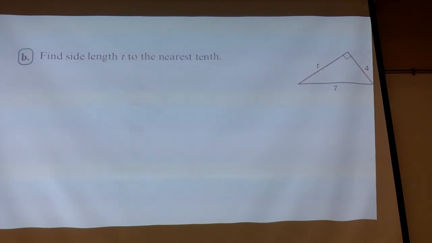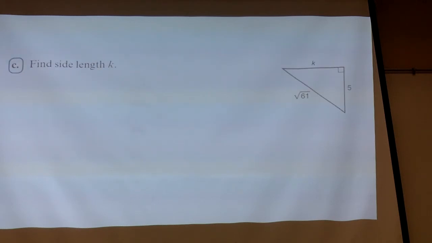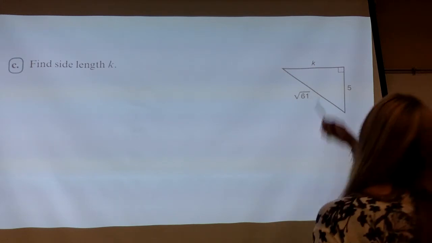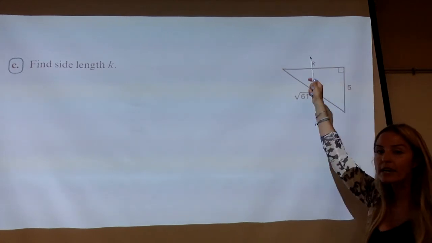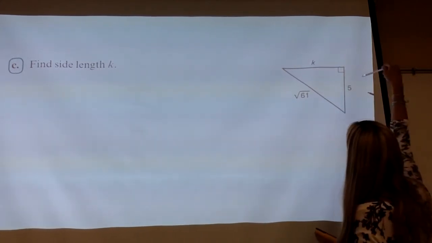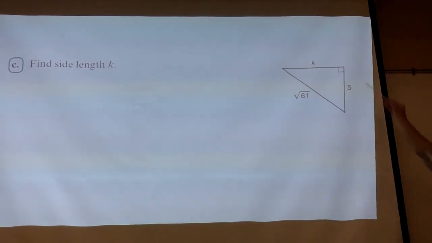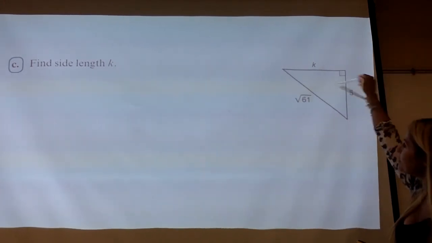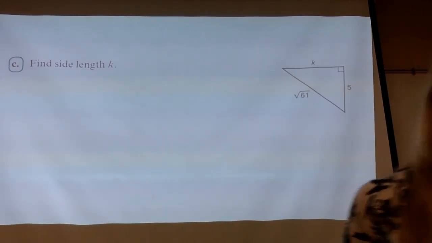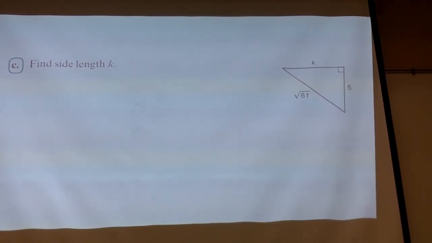Alrighty. Next step, we need to find the side length k. So go ahead and give that one a try. Make sure it's on the screen correctly. Looks pretty good. All right, so we have a right angle here. The legs are connected to the right angle, so we've got the k and the 5, and then this is my hypotenuse over here. So I need to add k squared plus 5 squared is equal to the square root of 61 squared. So give that a try. You can pause the video.